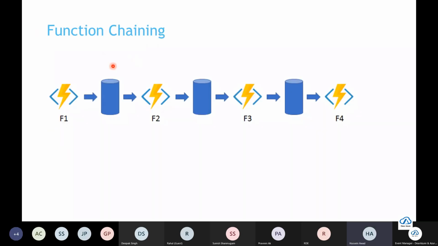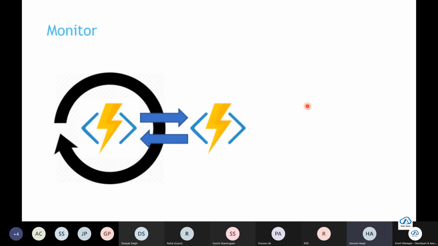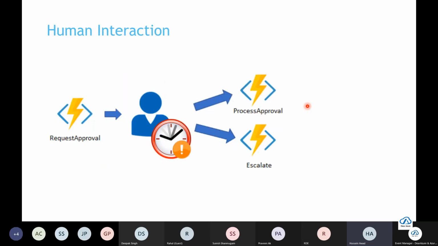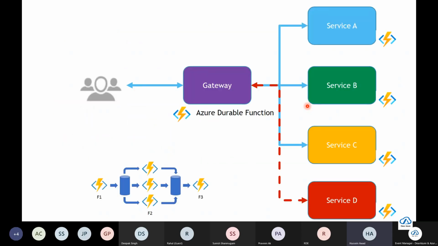Also, there is function chaining. This is when the output of one function is going to be the input of another function, and so on. It could also be used for asynchronous HTTP APIs, for monitoring other Azure Functions apps, or for human interaction, like if you have a workflow that could extend for 24 hours and would require someone to approve, reject, or do something in the process. Durable Functions are the best implementation for this. Also, they are used as an aggregator for multiple requests.